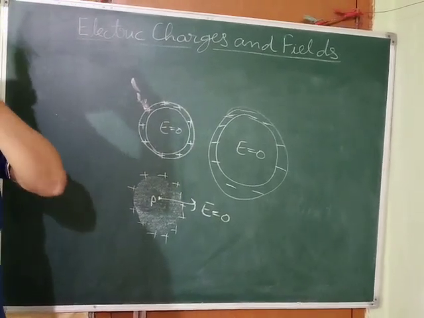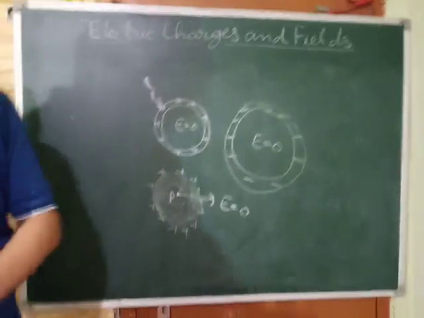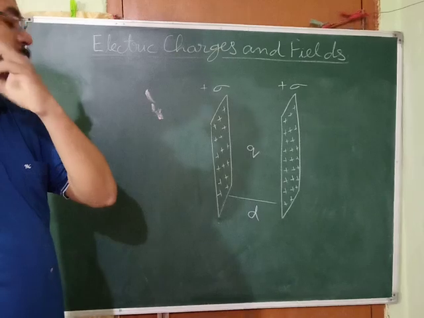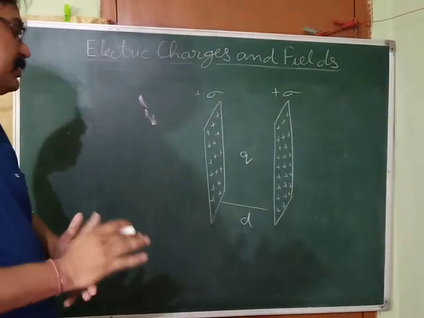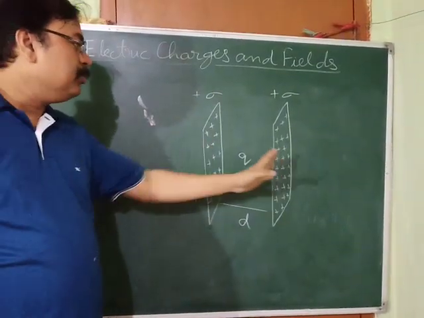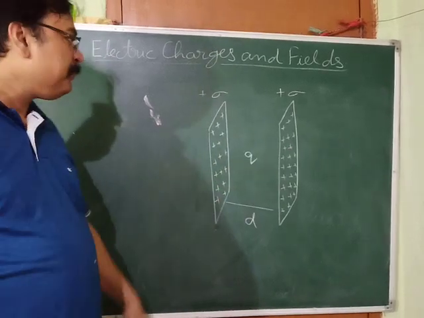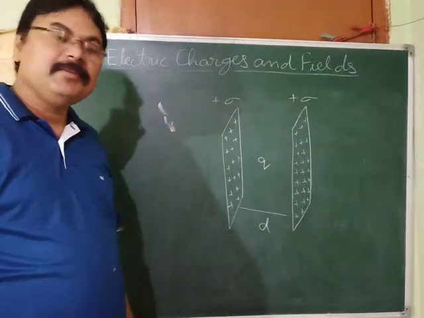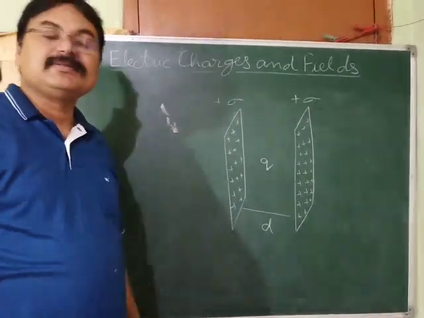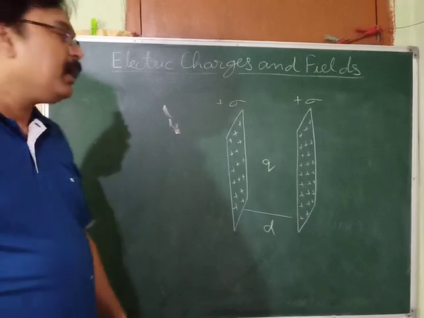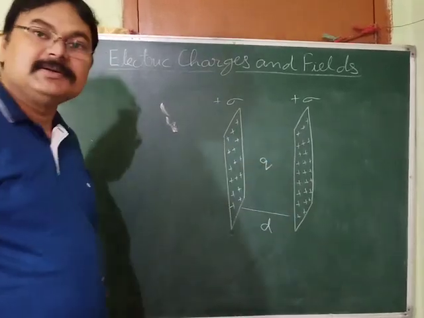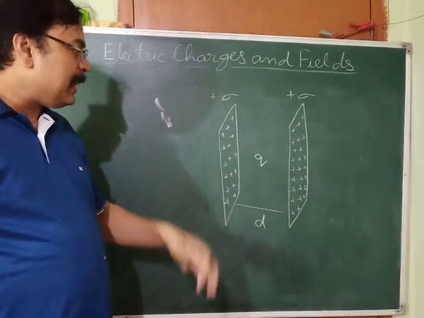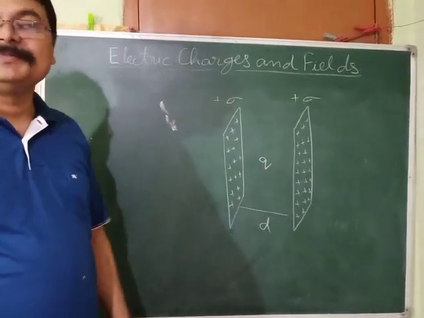Okay. Now, see, another question we can discuss over here, on the basis of Gauss law and its applications. See, there are two plane sheets having charge density plus sigma and plus sigma. Similar charges are there, both positive, and charge density is the same, sigma. Now here a charge q is placed, and the separation between these plates is D. Now the question is, how much force will be acting on this charge?